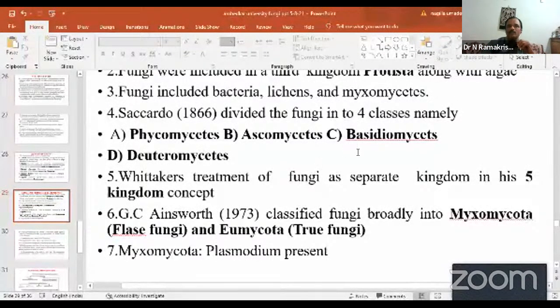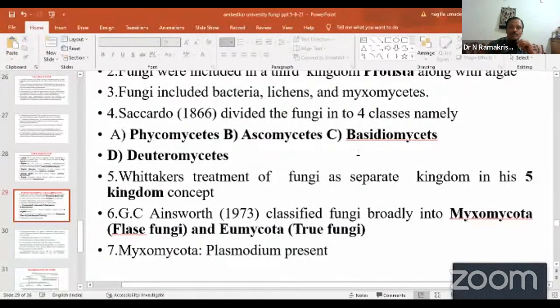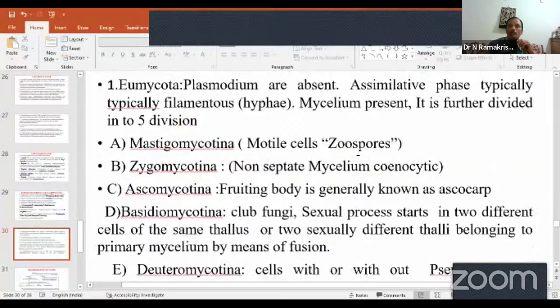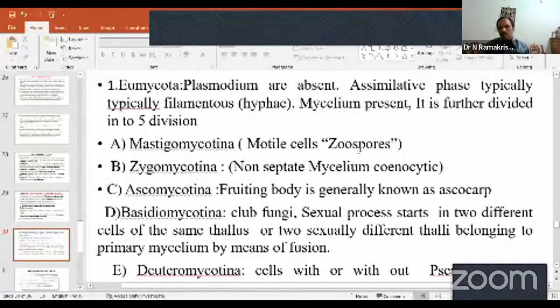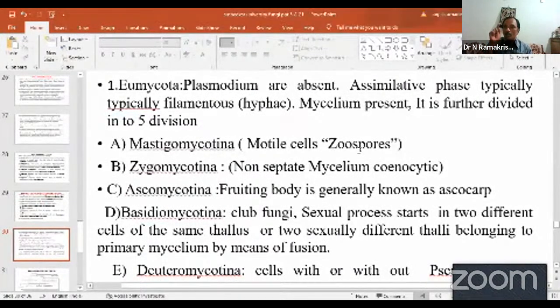Next, Eumycota. This is most important: in Eumycota, Plasmodium is absent. Instead of Plasmodium, here we are looking at cell wall structures. The assimilative phase is typically filamentous, and mycelium is present. It is further divided mainly into five divisions. All countries, including Commonwealth countries, follow this. So Eumycota, the true fungi, is mainly divided into five categories.